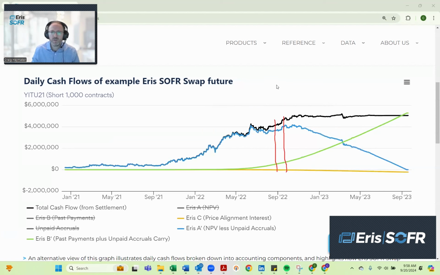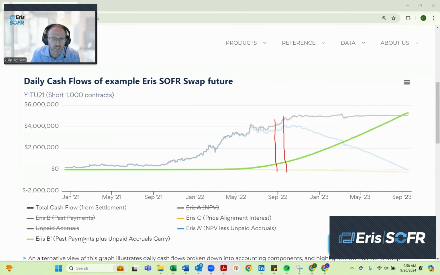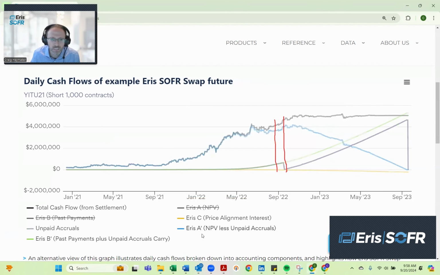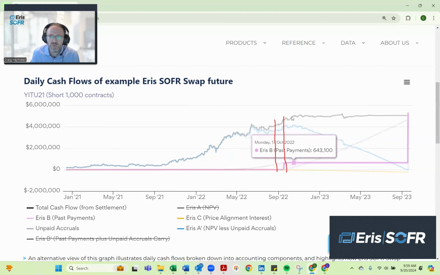Now, you might be looking at this and saying, okay, but I need to separate out accrued interest and cash flow payments for bookkeeping purposes. Well, we can do that here too. So if I click on unpaid accruals and I select past payments, here's where I can see my accrued interest amounts, and here's where I can see my past payments.